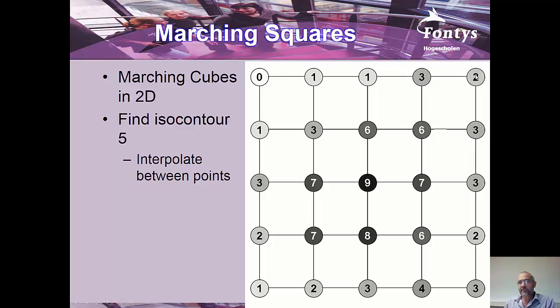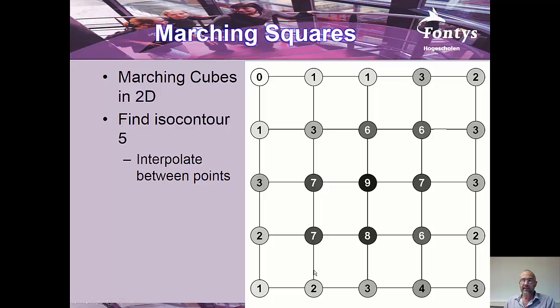And let's say we have these values, these are measured values. At this point the machine measured the value of 0, and here it measured 1, 1, 3, 2, 3, 6, 6, 3, 1, and so on. These are the values that the machine measured. And let's say we want to make an isosurface for the value 5. Well, actually there is no 5 in the whole grid. All the values that the machine measured are either bigger or smaller.